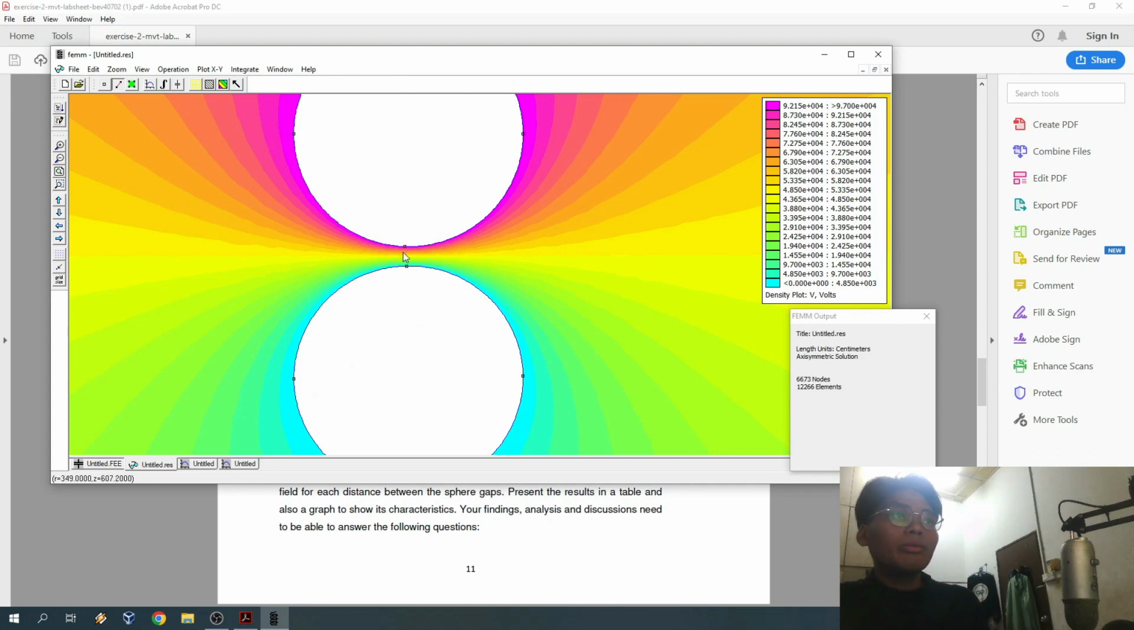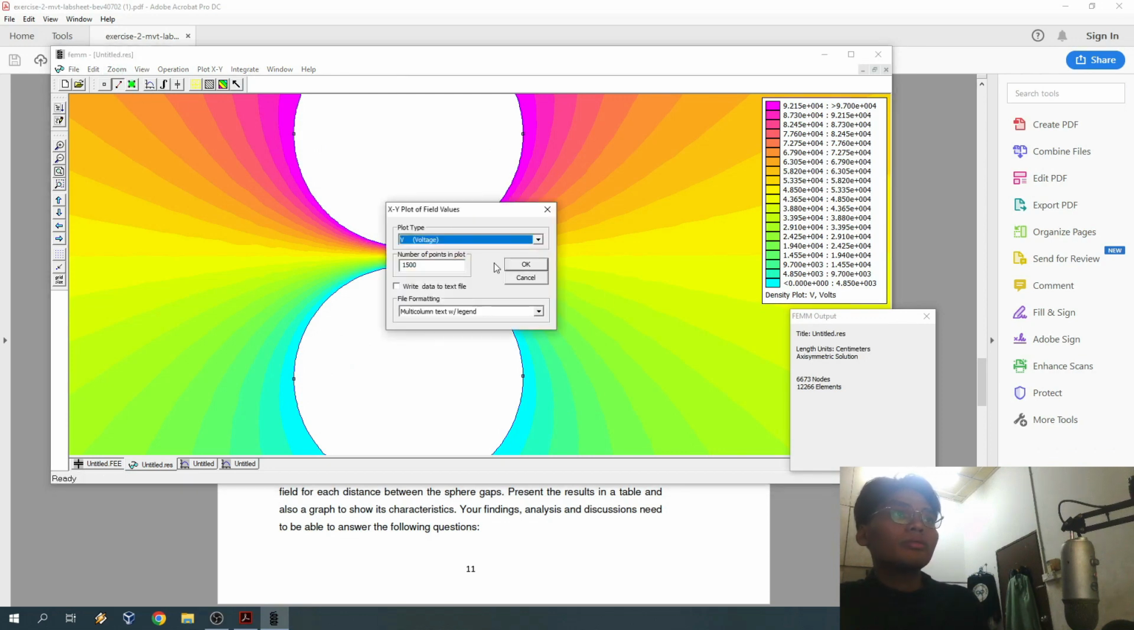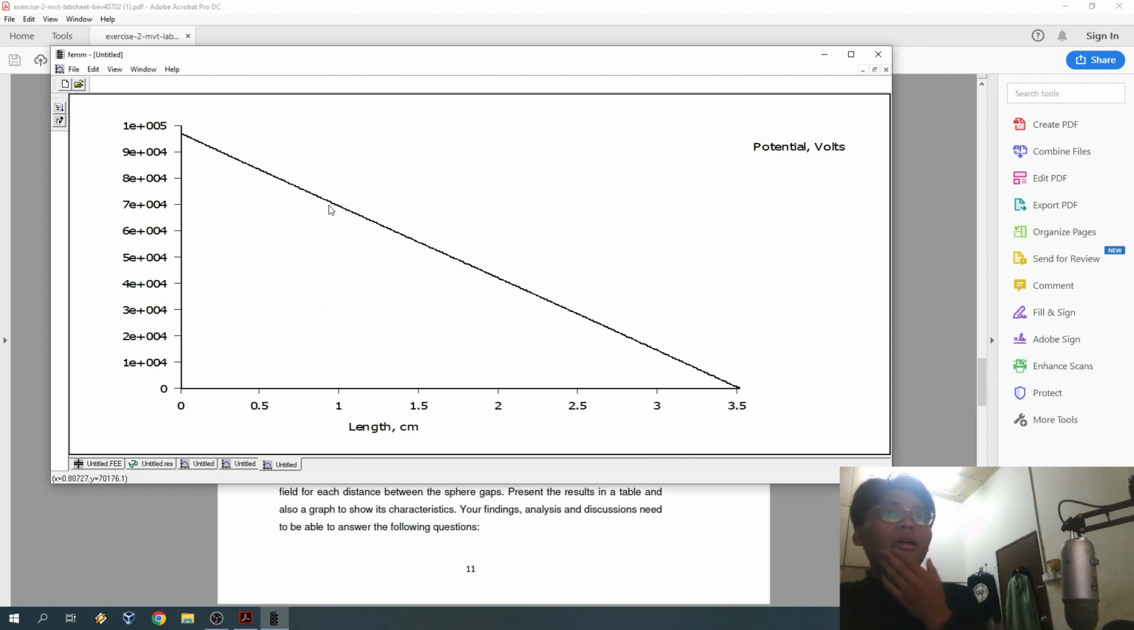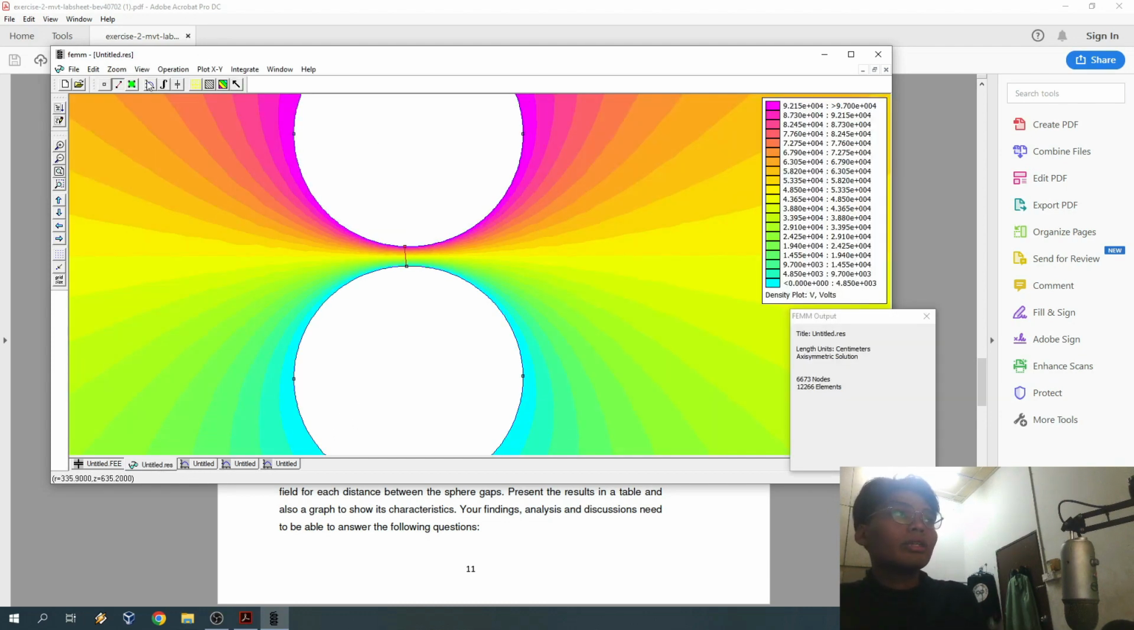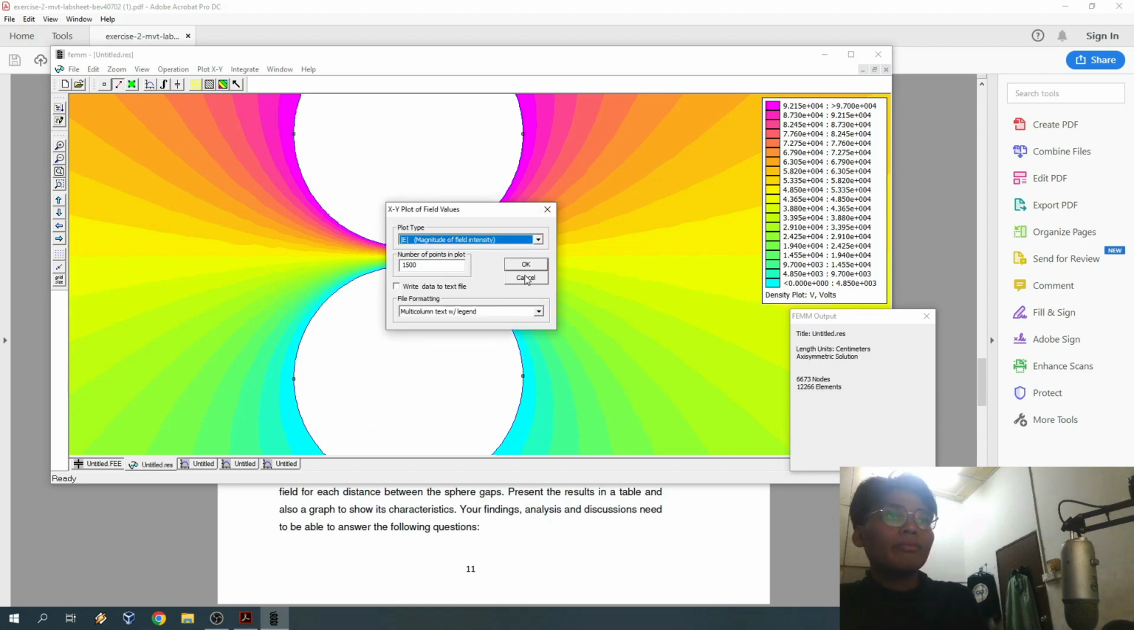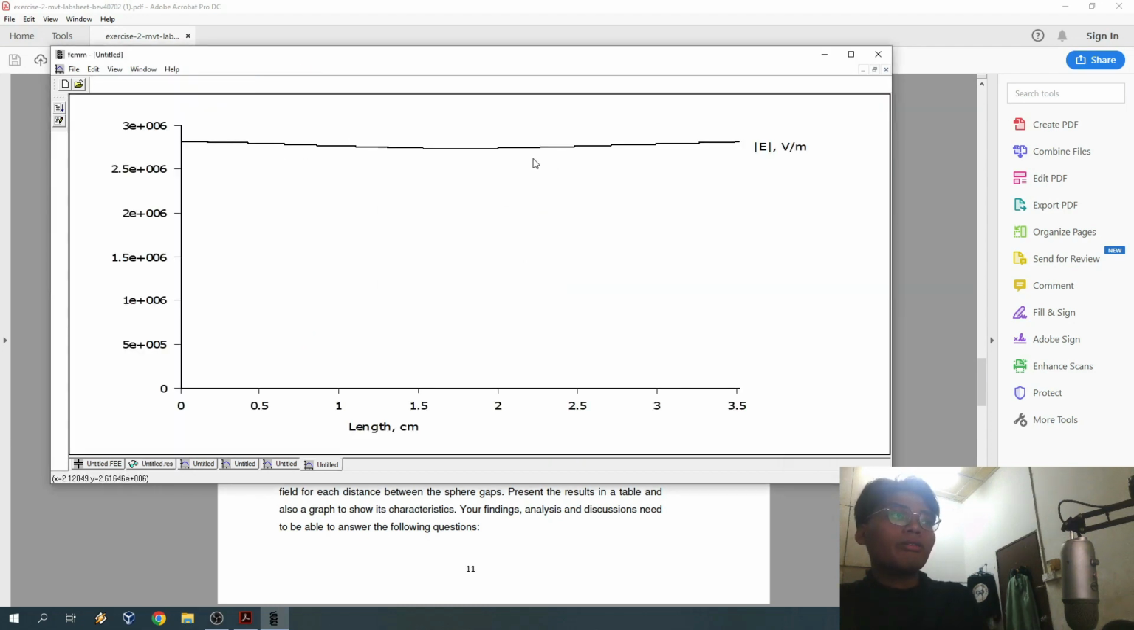And then we will be able to see the graph. So we can see it is at the higher voltage at 9 e to the power of 4. When the distance increases, so does the voltage. And then the second one is for the magnitude of field density. So for magnitude of field density, we can see that the graph starts to decline when the distance increases and starts to increase back at 3.5 when it reaches the other electrode.